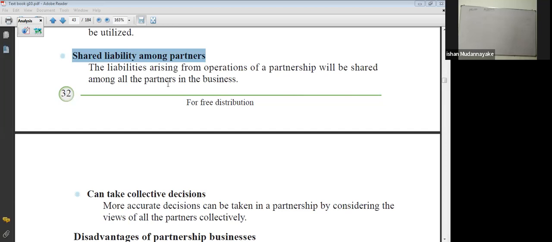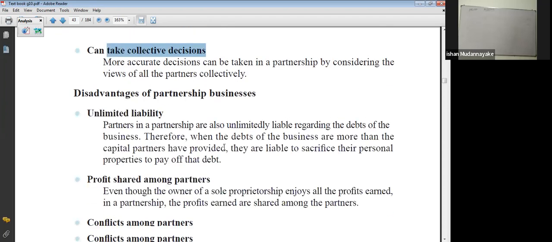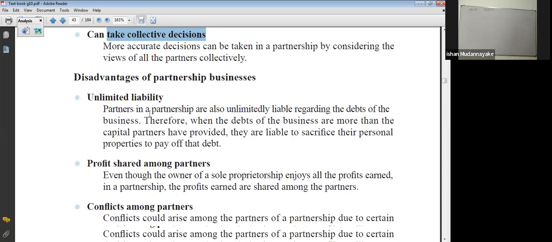Then shared liability among partners and can take collective decisions. In a partnership business organization, partners can take collective decisions. And then lastly, we discussed the disadvantages of a partnership business organization.